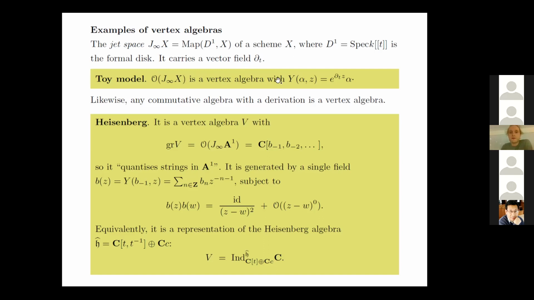Okay, and therefore this is a vertex algebra where the field of an element alpha in the function on the jet space is given by, you multiply by alpha, then you apply e to the power of this vector field Z. Okay, and if you were made uncomfortable by the stuff I was talking about in the last slide, this is what you should think of it as actually being.